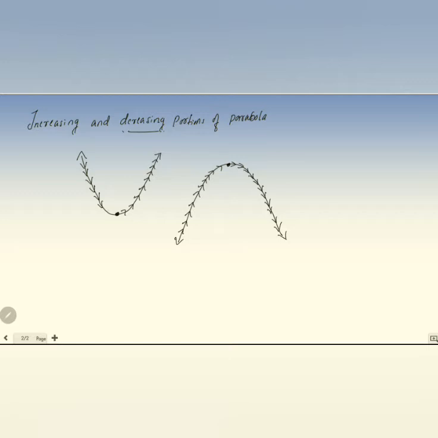Sometimes you will get a question: find the x values where the graph is increasing or decreasing. So what you have to do is identify the portion first where the graph is increasing and decreasing, then go to the x-axis and get the interval for that increasing and decreasing portion.